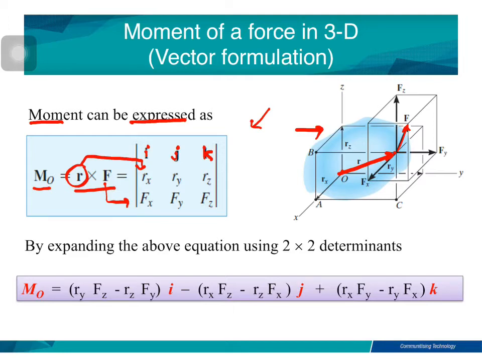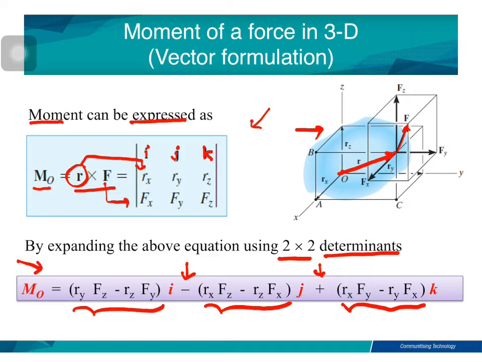By expanding the above equation, we can have 2 times 2 determinants. So how to solve that? We can simplify here. Moment of force is equal to, you may write like this. This is i, and we must remember that we need to minus here, and then this is for j, and we need to plus here, and this is for k. After this, you can see how to derive this moment.